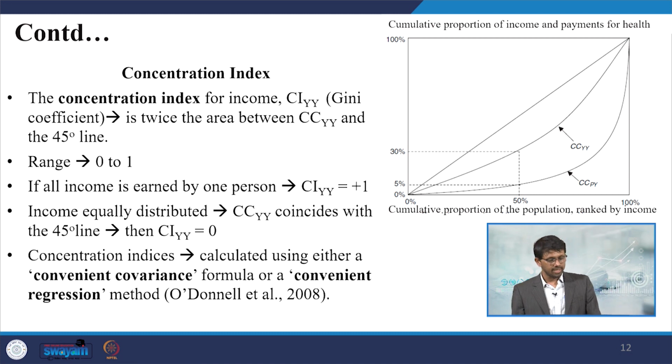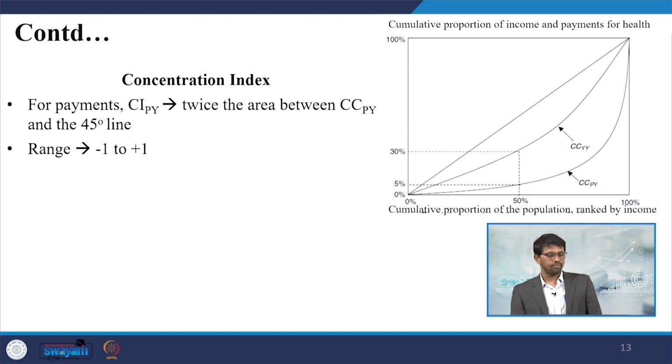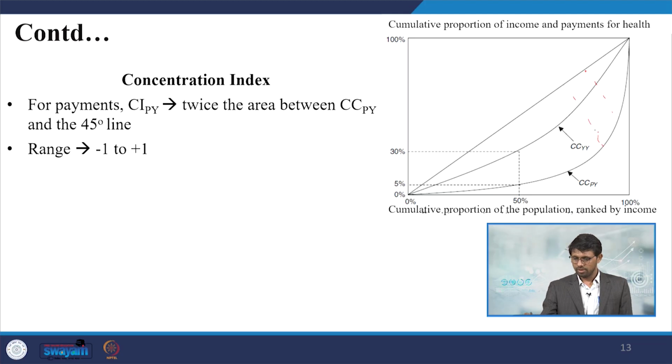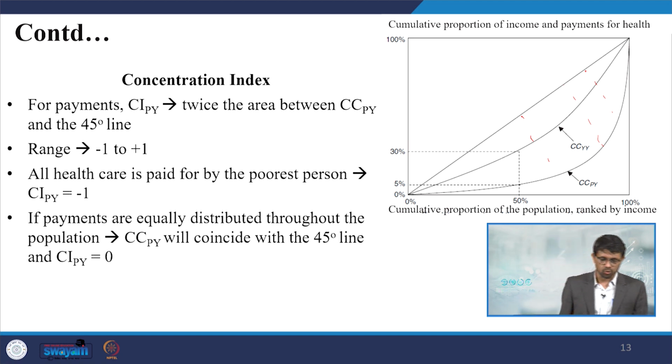So, the concentration index is calculated using either a convenient covariance formula or a convenient regression method, as mentioned in O'Donnell et al. 2008. And so far as the concentration index for healthcare payments is concerned, it is similarly twice the area between CPY and the 45-degree line, this area, and the value would be just twice. So, the range is actually -1 to +1.